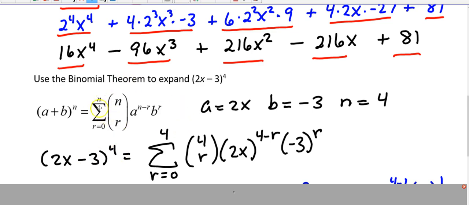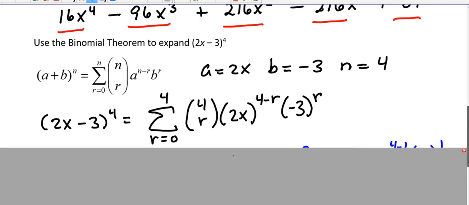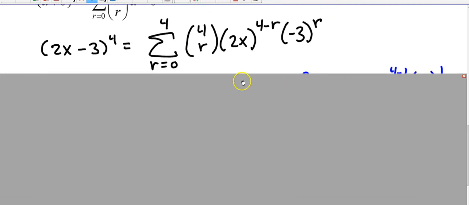So in my binomial formula, using sigma notation, it's r equals 0 to 4, 4 select r, 2x to the 4 minus r, and negative 3 to the r. And then I am going to go from r equals 0 to r equals 4, substituting those into the formula and finding the 5 terms. So that's what I've done. I'm just going to go ahead and open this up now.